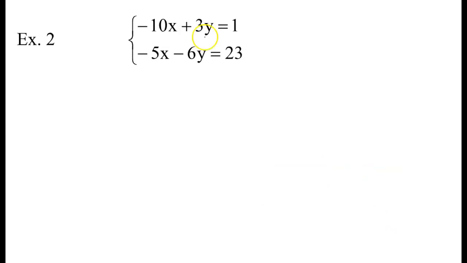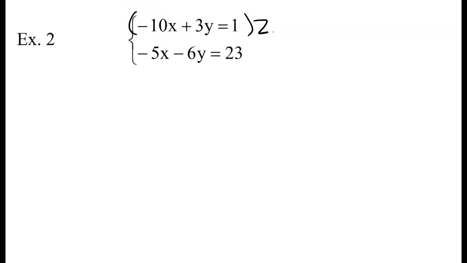So I notice that I don't have it at this point, right? In front of the x's, I have a -10 and a -5. Those are not the same number. In front of the y's, I have a 3, I have a -6, also not the same number. So what I need to do is perform multiplication in order for the number to become the same. So what I'm going to do is multiply the top equation by 2.